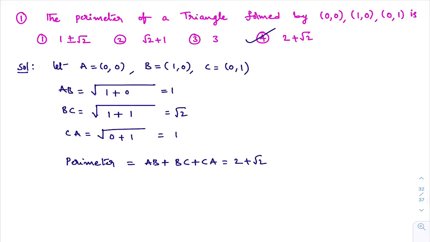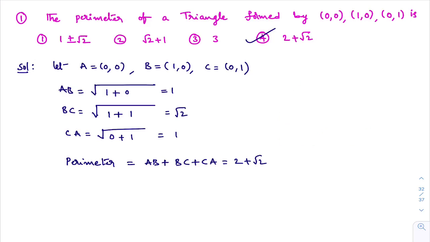In this class, we will do a few objective bits related to the coordinate system. Observe question number 1. They are asking the perimeter of a triangle whose vertices are given. The perimeter of a triangle means, suppose this is triangle ABC, the perimeter of triangle ABC is AB plus BC plus CA.